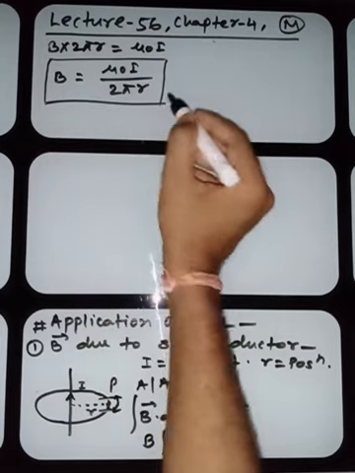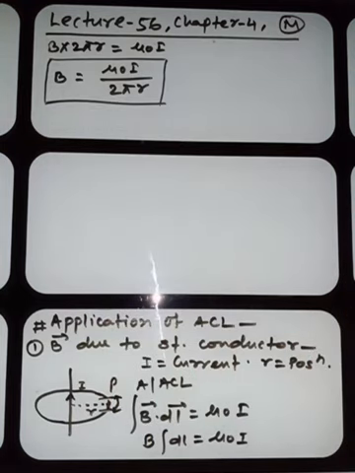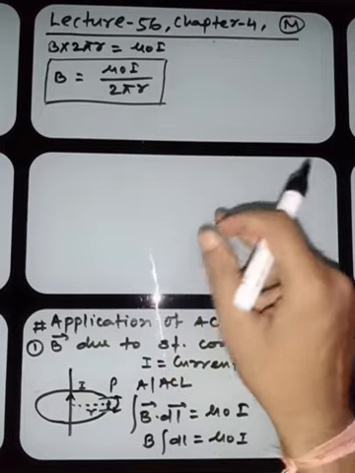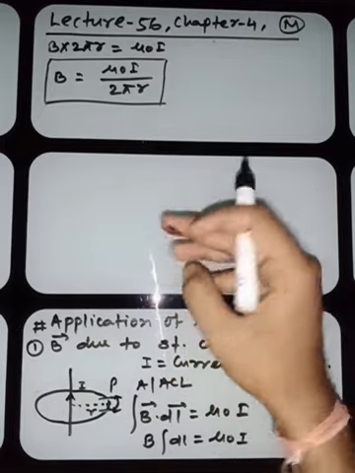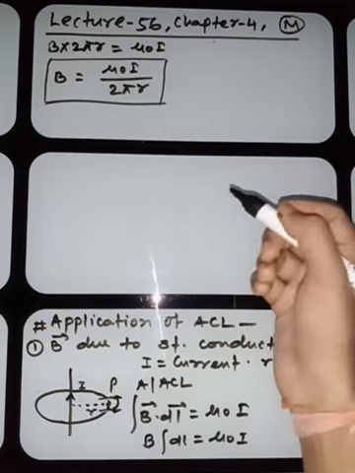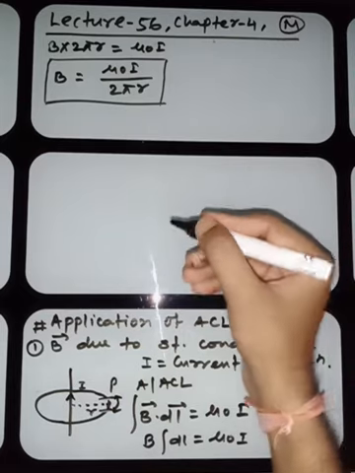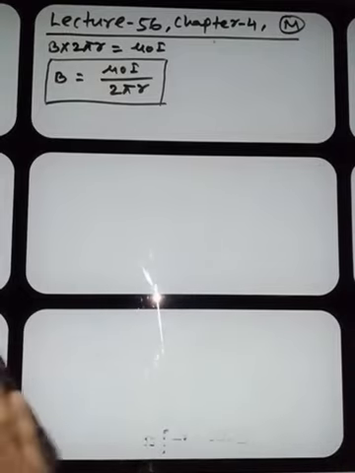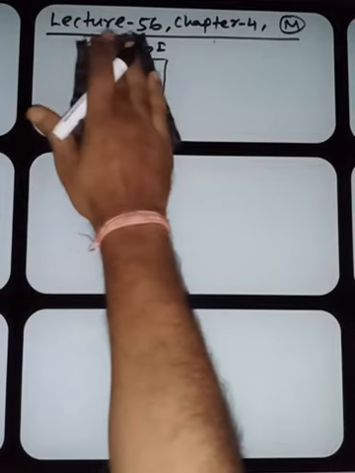Try to recall, we have calculated this for the straight conductor. Am I right, my dear student? Yes, this was the magnetic field due to the straight conductor, mu naught I by 2 pi r. So in this way we have calculated. Now the next application is the next one. Let me wrap this one. This was not very difficult, my dear student.